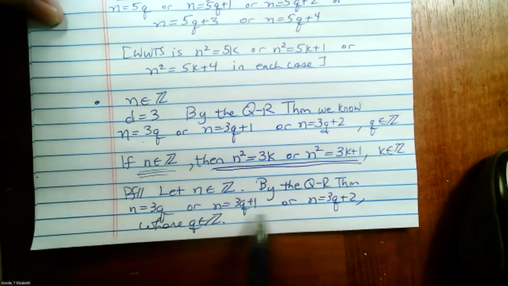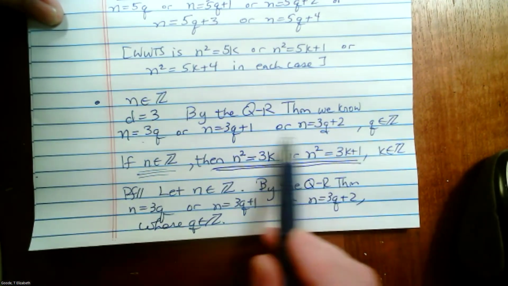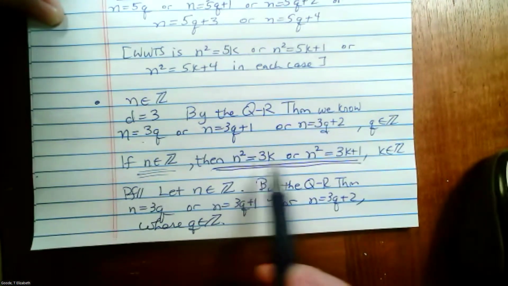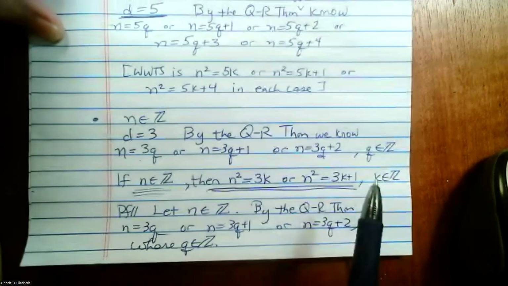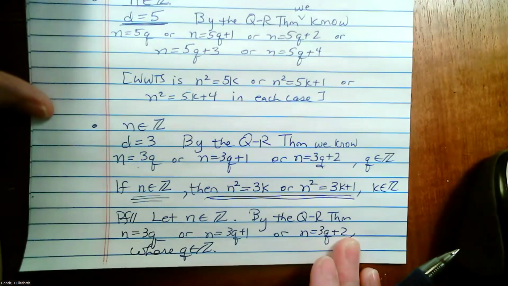In every one of these 3 cases, we want to look at n squared and show n squared turns out looking like this or this.